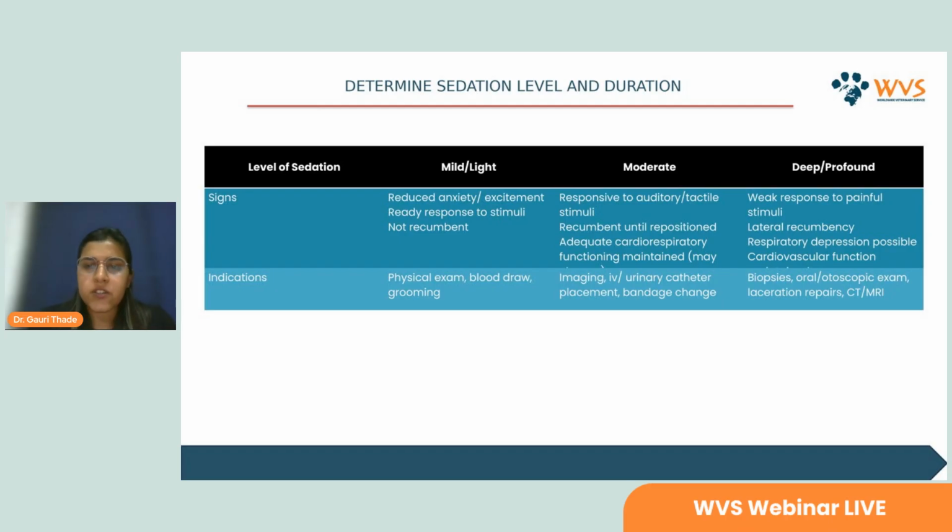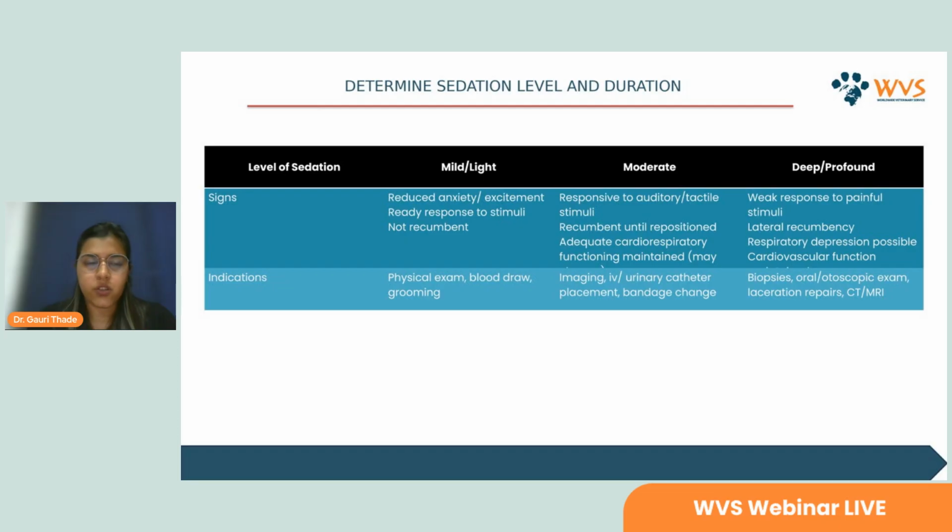For moderate levels of sedation, they are responsive to auditory and tactile stimuli, but they are recumbent until we try to reposition them and then they can reposition themselves. They are still able to maintain their cardiorespiratory function. This is indicated for imaging like ultrasound or 2D echoes, or maybe an IV or a urinary catheter, or even a bandage change.